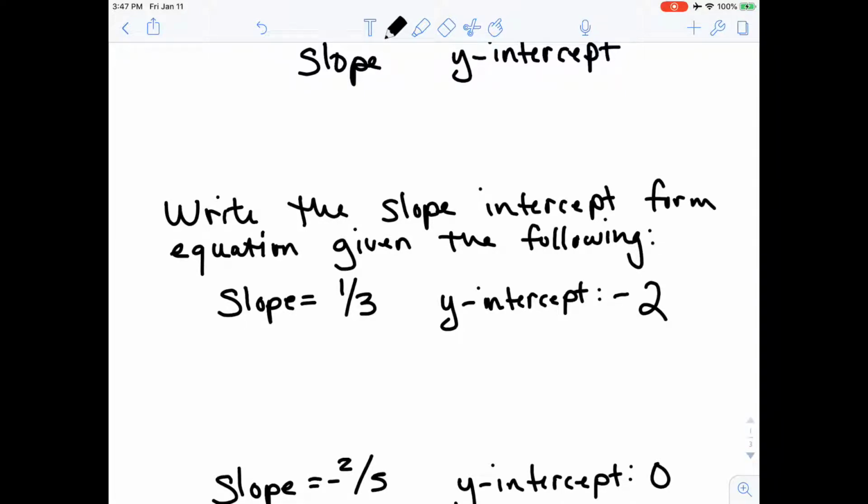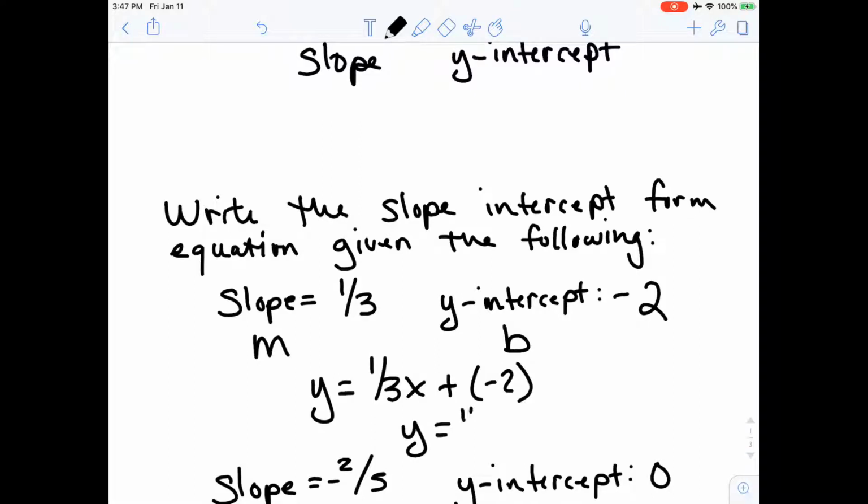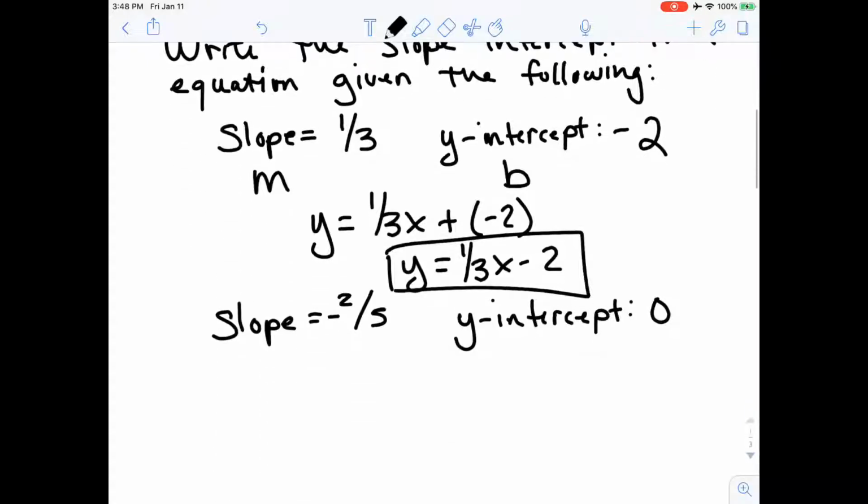So these questions are pretty simple. Remember, this is your m and this is your b. So you just say y equals 1/3 x minus or plus a -2. When you say plus a negative, you can rewrite this as y equals 1/3 x minus 2. What if they give you negatives? That's okay. This is your m, this is your b. So you have y equals -2/5 x plus 0.